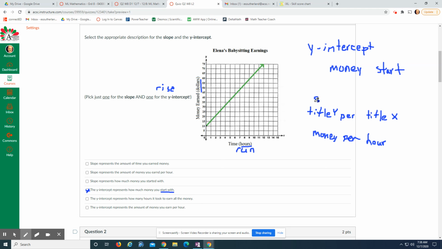So slope is always going to be the title of the Y per the title of the X. The y-intercept is always going to tell you what you start with. So for this one, it's the second one, the amount of money you earned per hour. And so you go through there and do that for all of these.